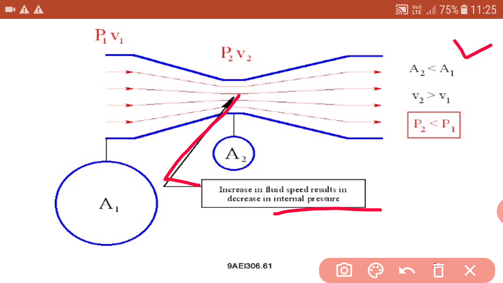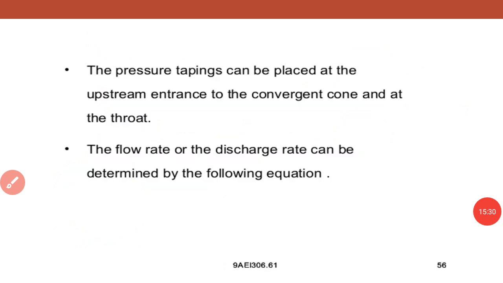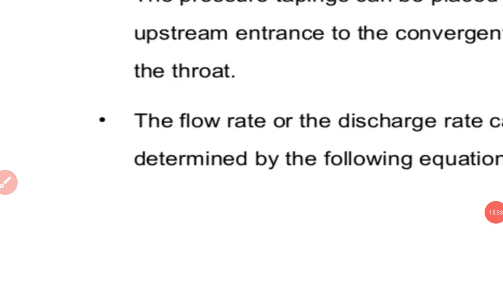So we can see that A2 is less than A1 and V2 is greater than V1. So pressure 2 will be less than pressure 1. Here is pressure P1 and here is pressure P2. So pressure P2 will be less than pressure P1.